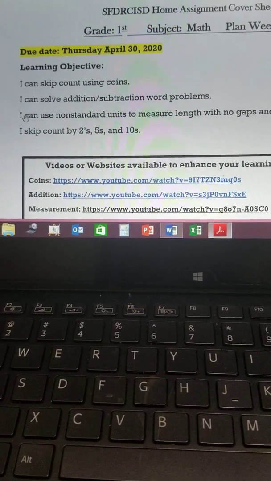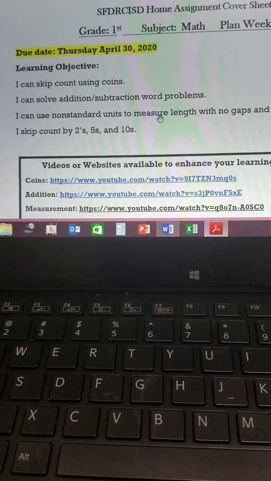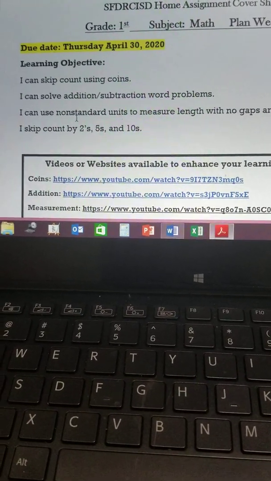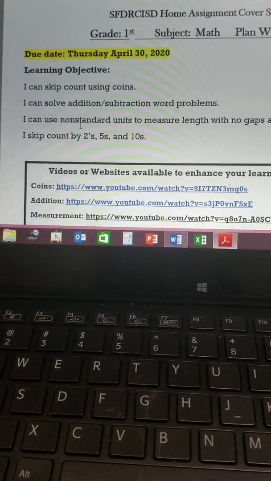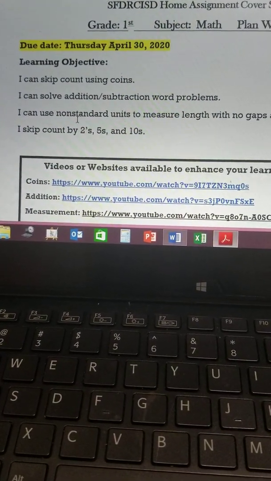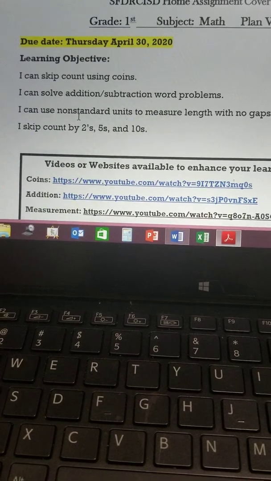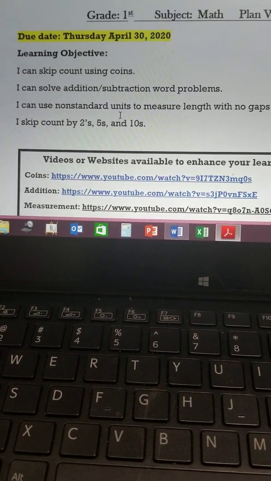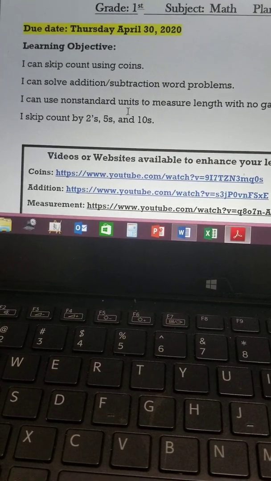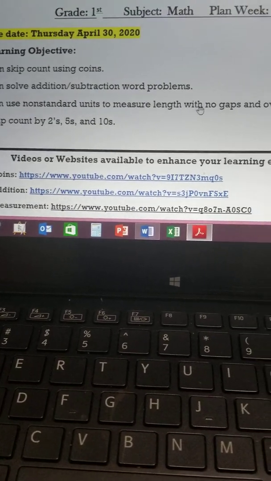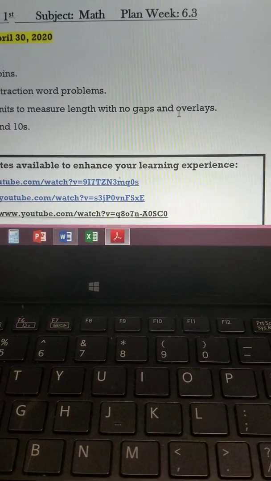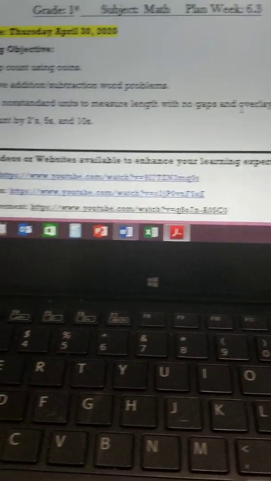So if you're wondering what this one means, I can use non-standard units to measure lengths, that means that you're using things like the objects in our pictures to measure things. We use the paper clips and the cubes on your worksheets. So that's a non-standard unit. That means you're not using a ruler. We're just using objects to measure the length with no gaps and overlays, because remember they have to be side by side to measure the length of an object.